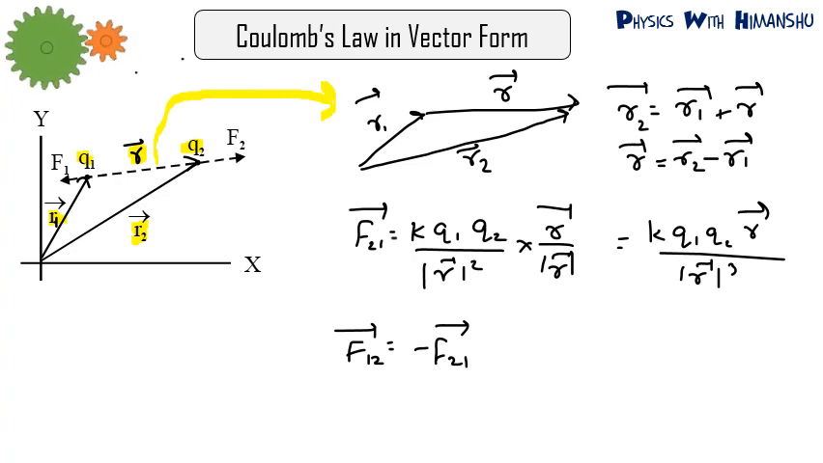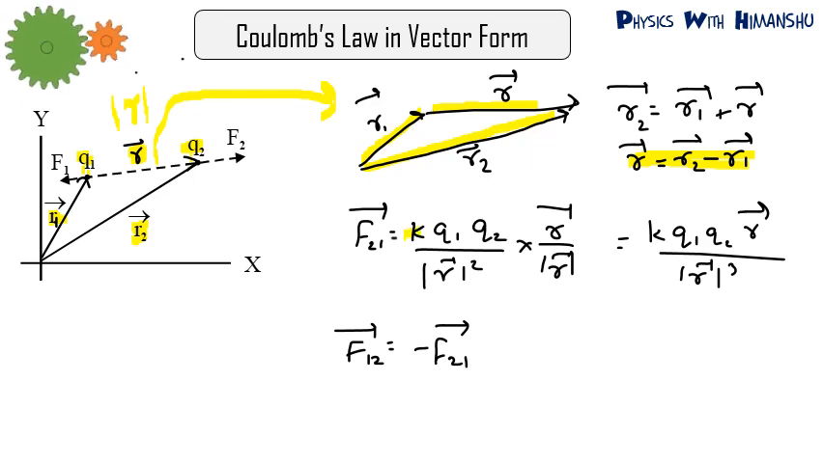So we can write R2 equal to R1 plus R, because this is the resultant vector R2, and it can also be written equal to R1 plus R. It's by triangular law of vector addition. So R becomes R2 minus R1. R is a vector that is joining both the charges. So distance between both the charges will be mod R.